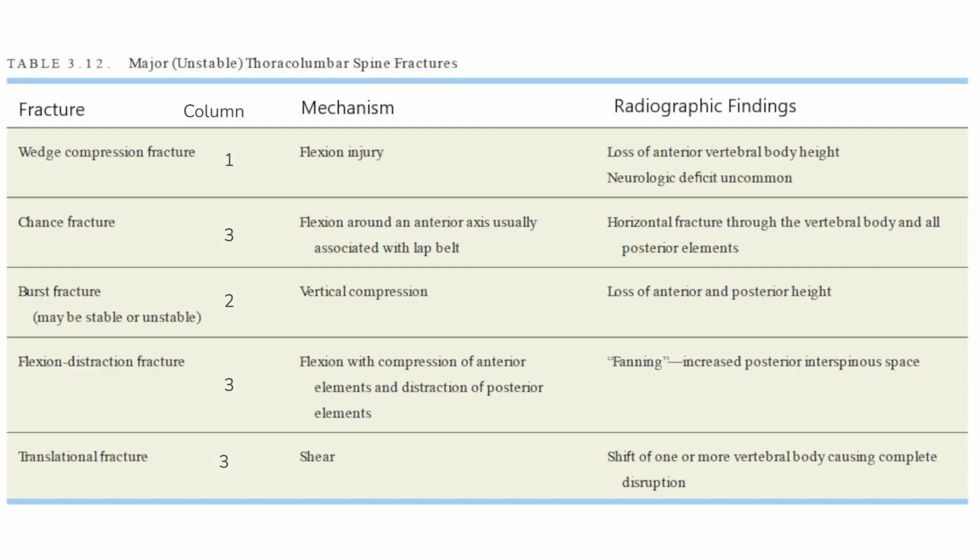All right, so the generally unstable fractures, right? So the wedge compression fracture is a 1 column fracture. That's generally actually stable, which is why it says neurological deficits are uncommon. The others, of course, are 2 or 3 columns and are generally unstable. Okay, Chance fracture, unstable, burst fracture, intermediate, flexion distraction fractures and translational fractures are both unstable.